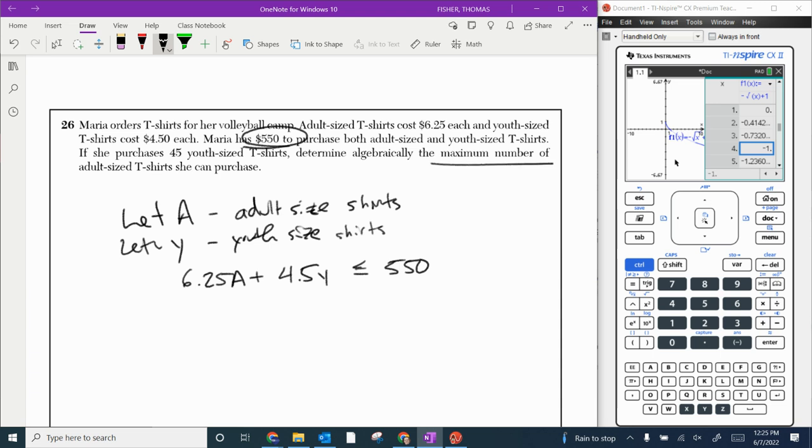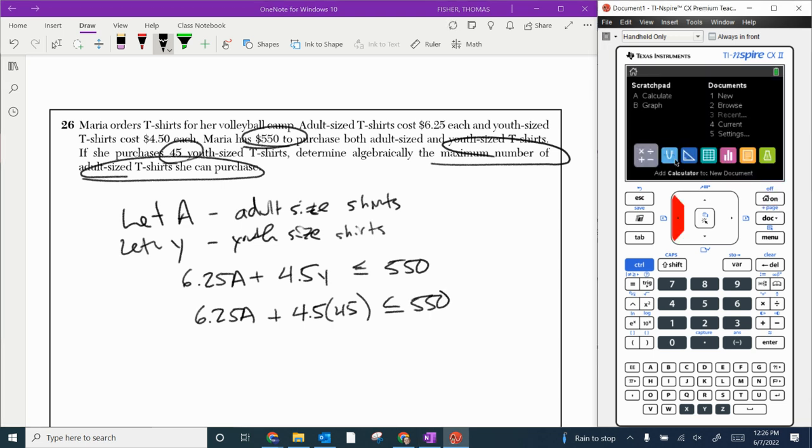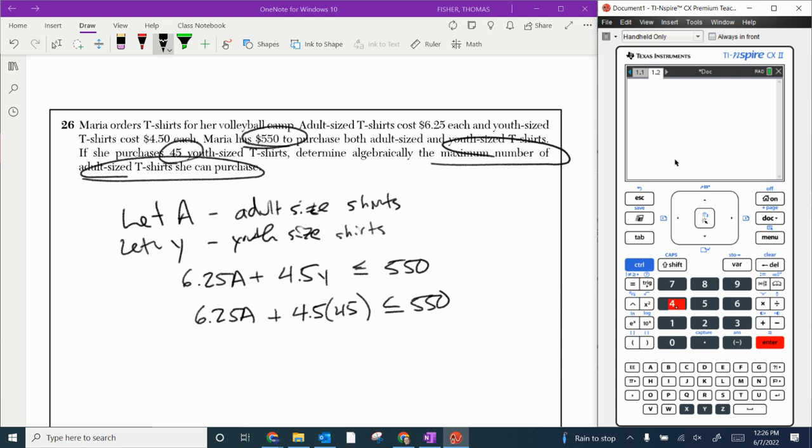And the maximum number of adult-sized t-shirts if she purchases 45 youth ones. So really it's not that bad. I thought it'd be kind of a system here, and I thought that's kind of weird for a 2-point question. And it's not, because we're just putting 45 in for Y. And we're just going to solve for A. This is really not too bad at all. Like I expected for a 2-point, it should be roughly 2 steps, maybe 3 steps, but really it's not going to be too much work.